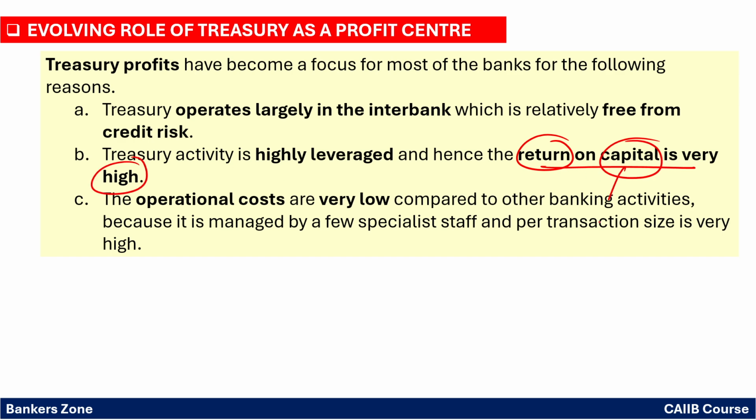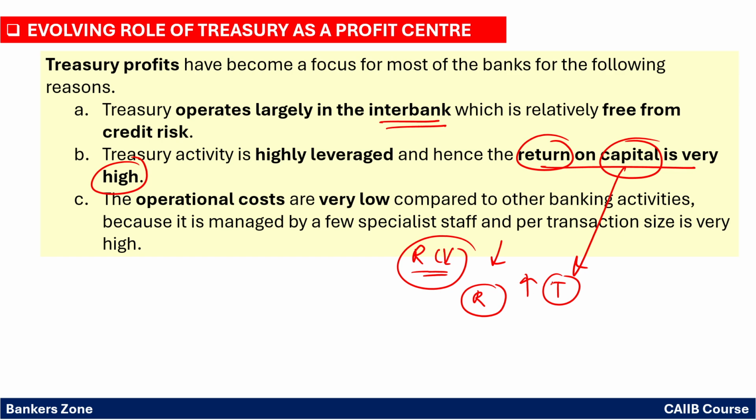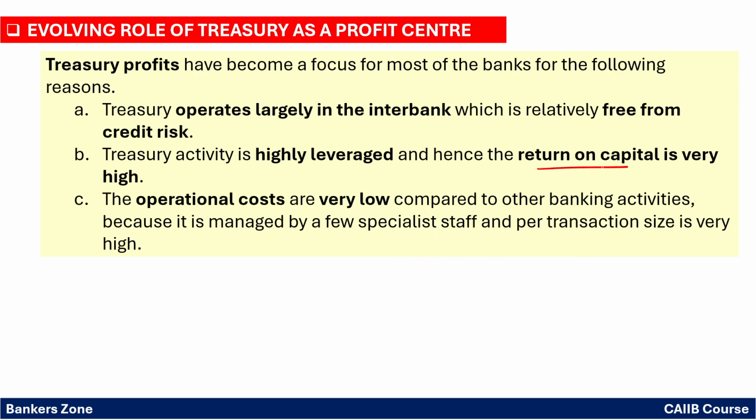So see, in treasury we are doing the investment, right? We are doing the interbank transaction. So here the requirement of capital is very less, because the risk involved is very less. So we can say whatever return we are getting is high in the treasury. Okay, so the return on capital is high in the treasury activity. So treasury activity is highly leveraged and return on capital is also high.